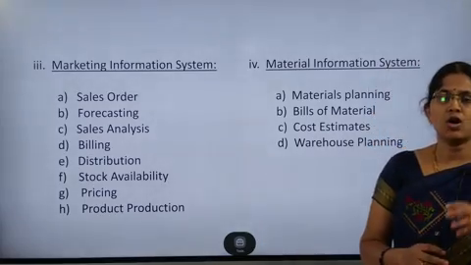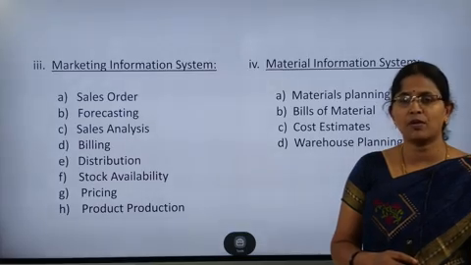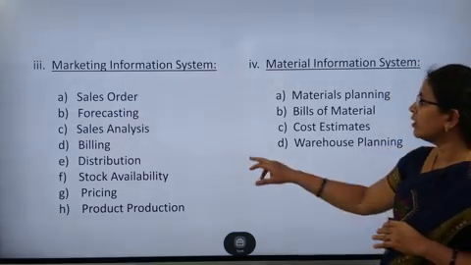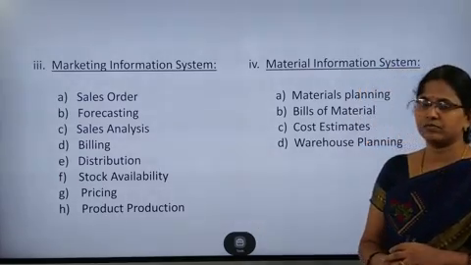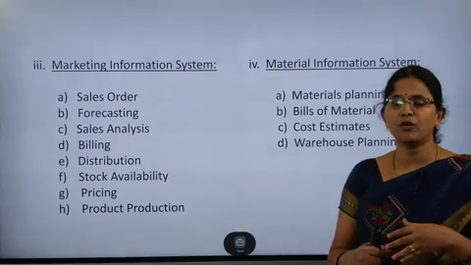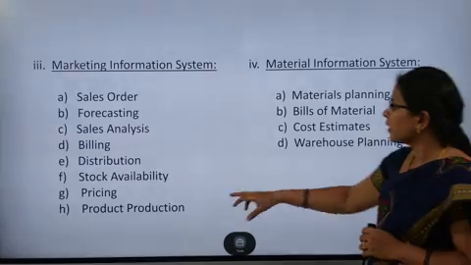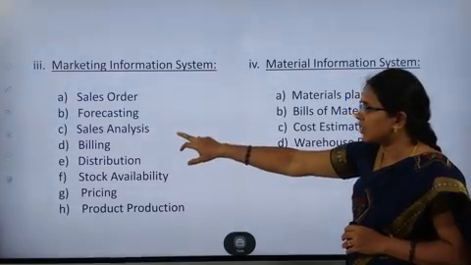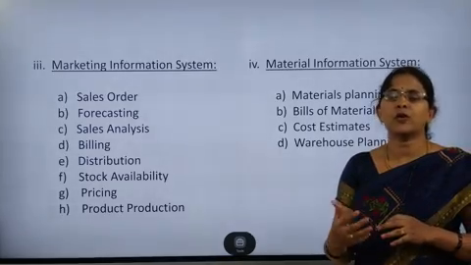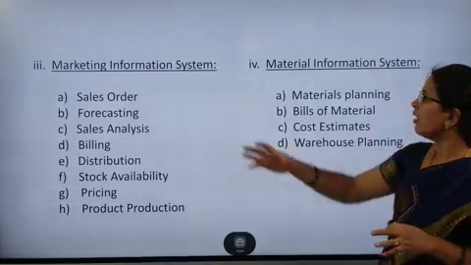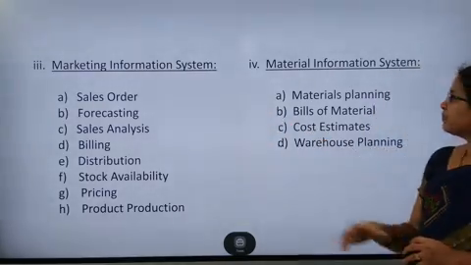And pricing, so how much price we can keep and how much discount we can give on a particular product. All these can be done on the marketing information systems. And the last one is product production. It means if you want to produce more and more products, that is also analyzed by using sales orders, based on forecasting and sales analysis, you can go for more production of a particular product. So all these are activities which are part of the marketing information system.